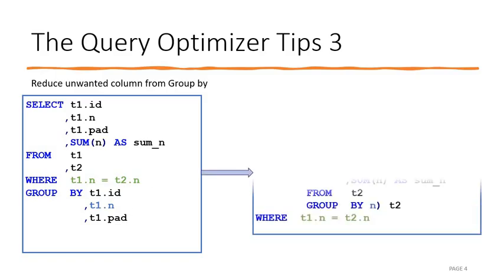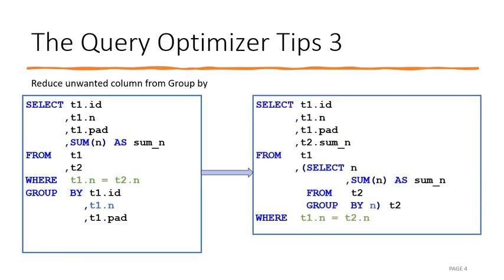Let's see. We can write this SQL statement in a different way, which will improve the performance. So how can we do this? In the inner query, first we'll write an inner query which will have limited columns in the group by. Here we are fetching the data from the T2 table, and here itself we are using a group by n. So only one column is used and we get the data which is required from the T2 table.